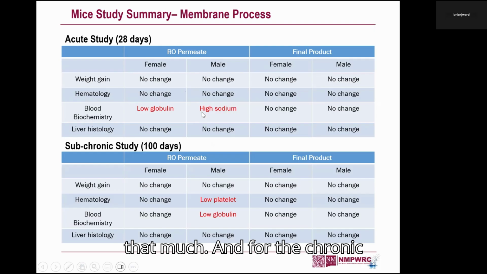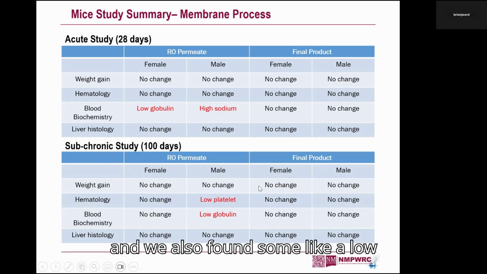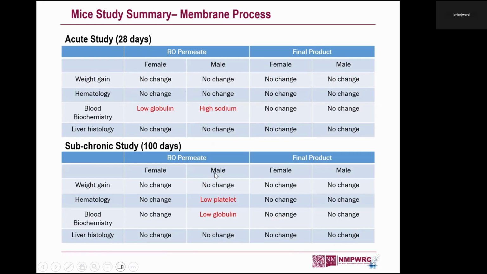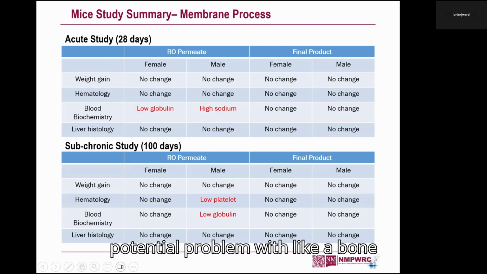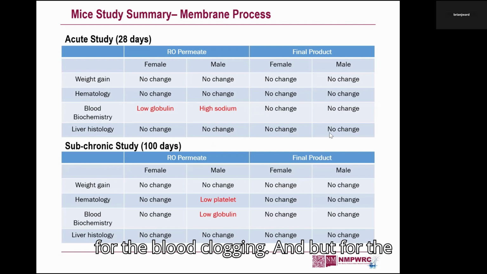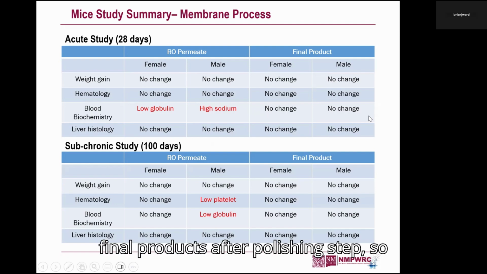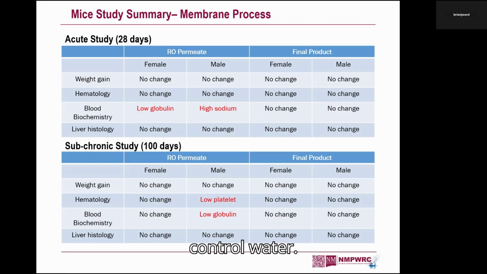And for the chronic study, in addition to low globulin, we also found some low platelet concentration from the hematology study. Low platelet means there is a potential problem with the bone marrow, and it may cause problems for blood clotting. But for the final product after the polishing step, there is no change compared with the control water.